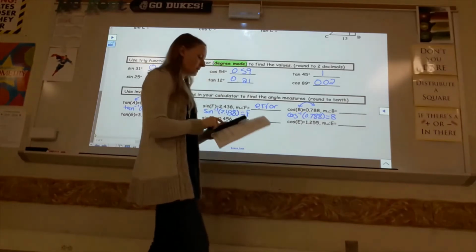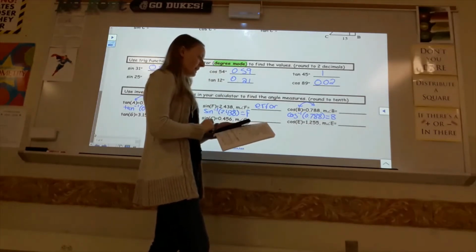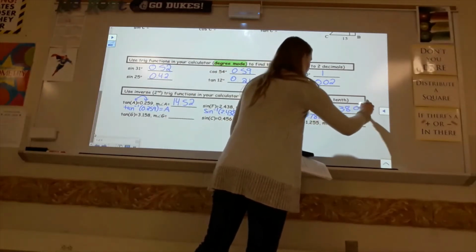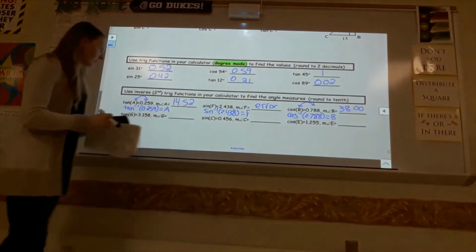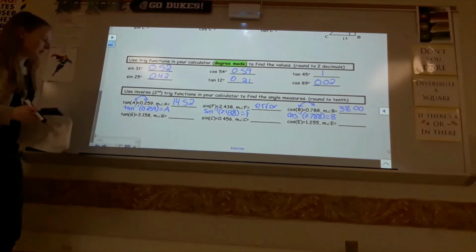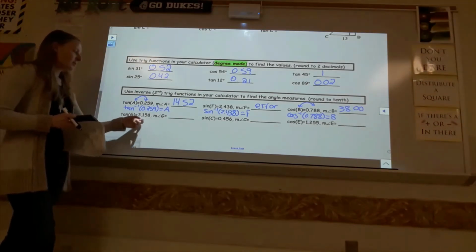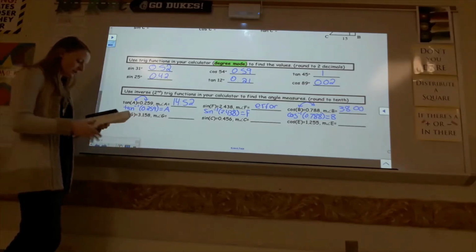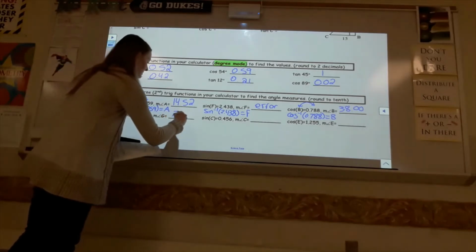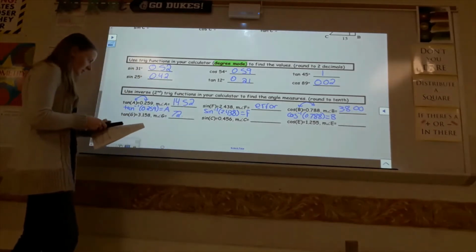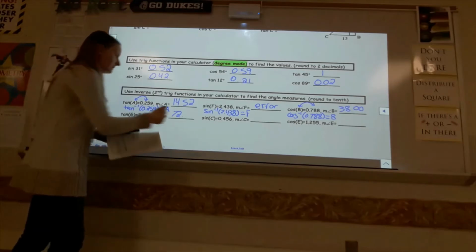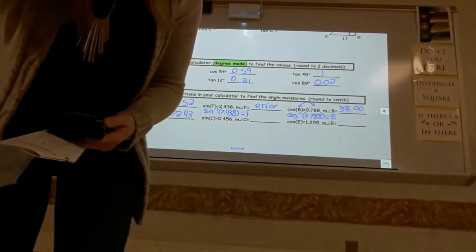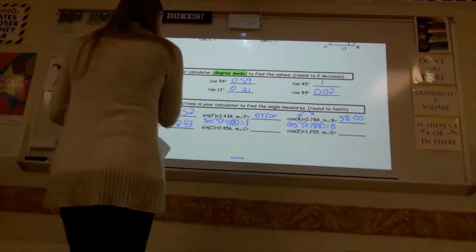Swap those two using the inverse. So I do second cosine of 0.788. I get 38.00. Okay? Keep doing the same thing. If you do inverse tangent of 3.158, you switch those two to actually get what the value of g is. You would get, hold on, I have to figure that out. 7.43. All right, so that gives you that one.